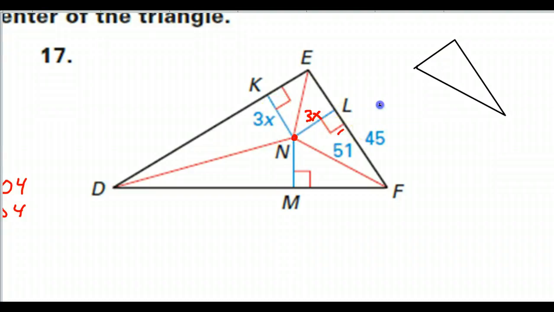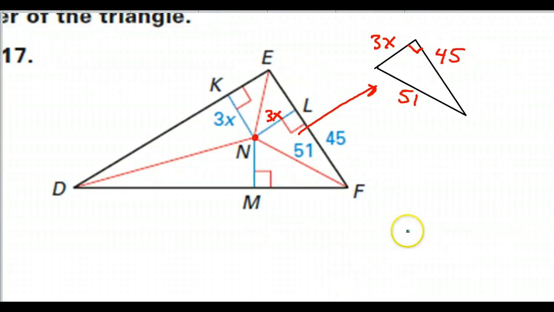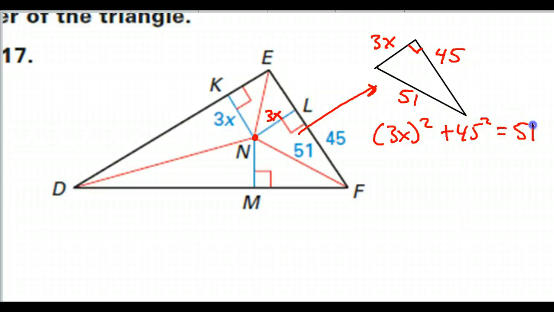So looking at this triangle over here, here's my 3x, my 90-degree angle. This is 45, and 51 is my hypotenuse. So I'm really doing the exact same thing I just did on the other problem. So I'm doing leg squared, so 3x squared plus 45 squared is equal to 51 squared.